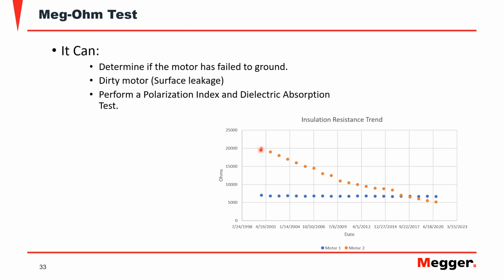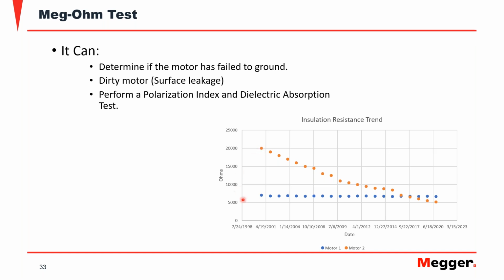Well, the first thing is you can determine if the motor has failed to ground. If you do an insulation test and you see that the test failed, then you're done. You don't have to do anything else. But if the test passes, then you don't really know if the motor is good. So the problem with an insulation test is that it is a pass/fail. It can tell you if the motor failed, but it cannot tell you if the motor is good.